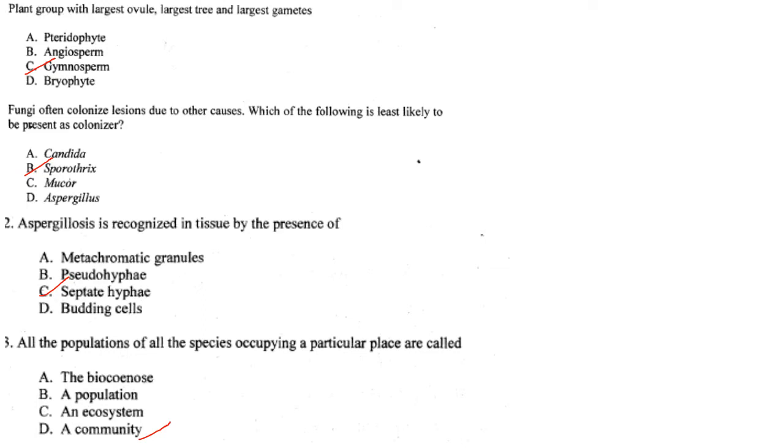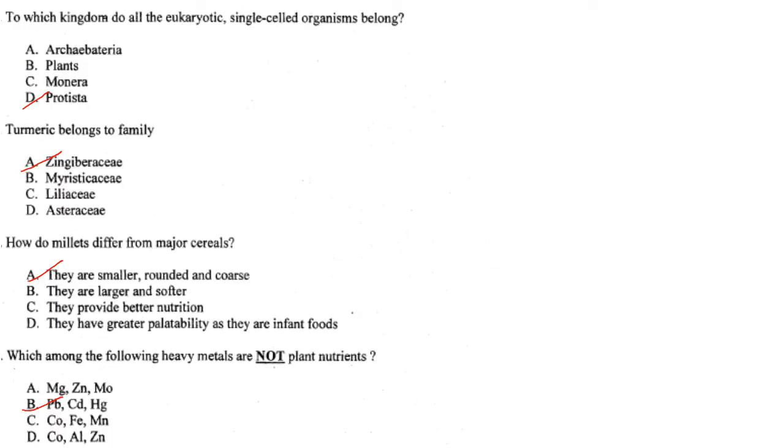Next one. To which kingdom do all the eukaryotic single-celled organisms belong? So eukaryotic, single-celled organisms belong to kingdom Protista. Answer is option D. Turmeric belongs to which family? It belongs to the family Zingiberaceae. How do millets differ from major cereals? So millets are smaller, rounded and coarse.